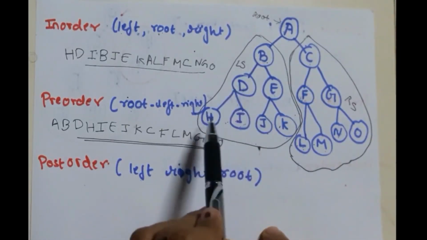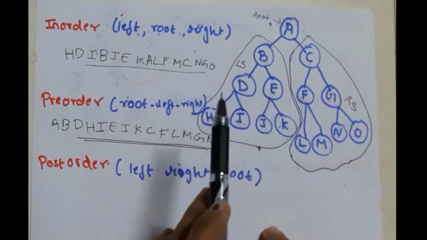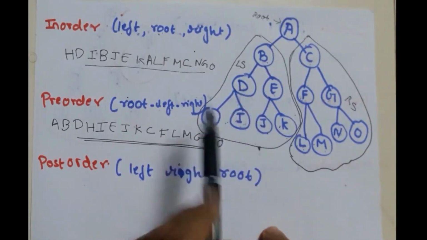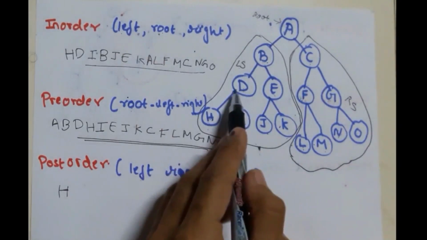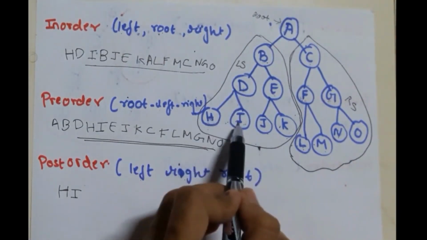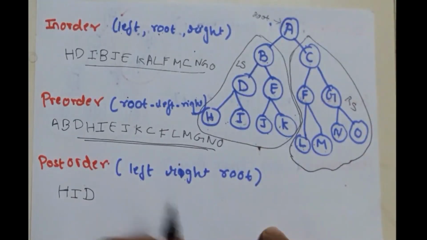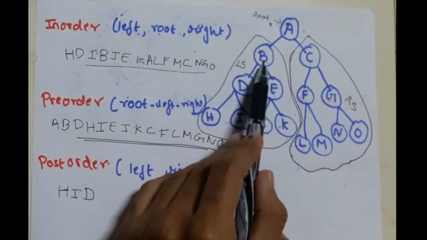So D is the root for H and I. So again we'll not print D because root we have to print last. So then to the left of D is H. So after left, right side of D is I. And then finally root. Then root of these two is D. Okay. Now we are done with the left subtree of B.